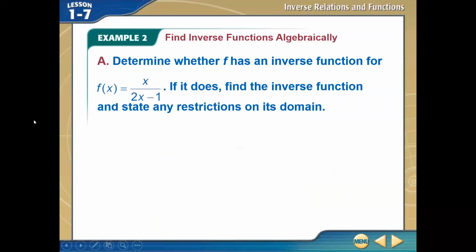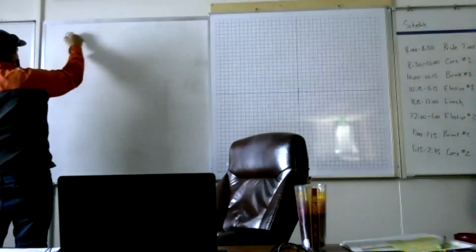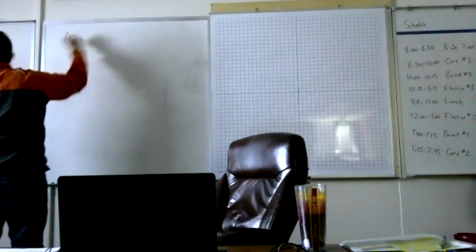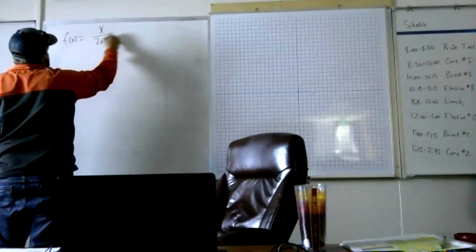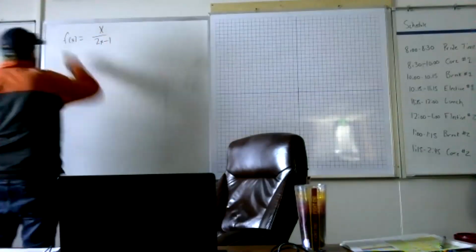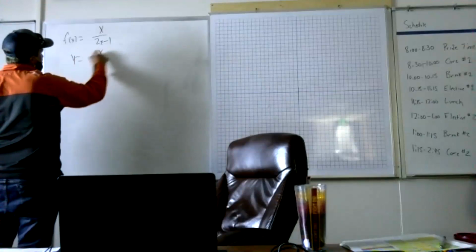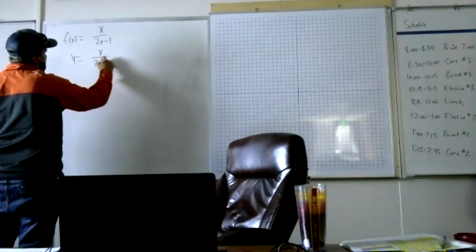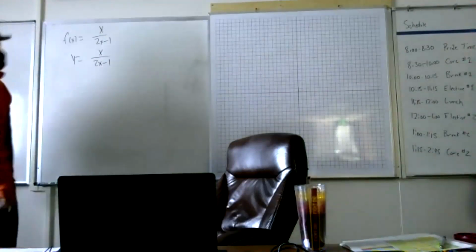Okay, so now it's time to algebraically solve it to find what our inverse function's equation is. So step one, we've already passed. Step two helps if we have the equation written down. So it's x over 2x minus 1. They want us to plug y in, or replace f of x with y.